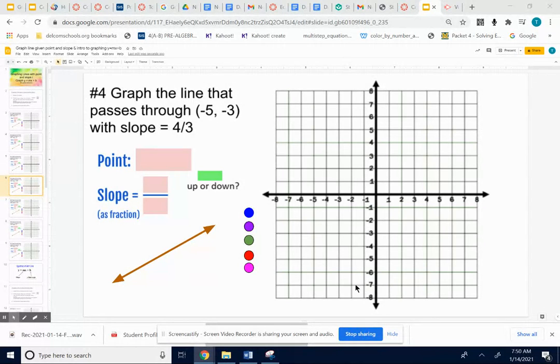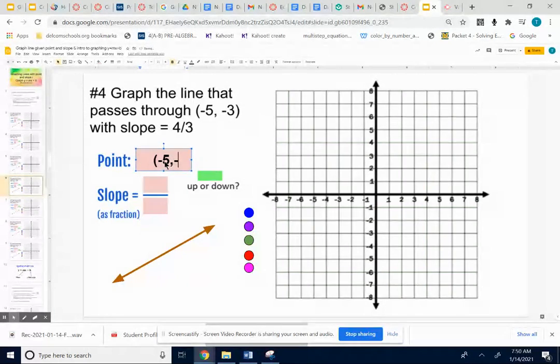Okay, number 4, you want to graph the line that passes through point -5, -3. So I'm just going to type in -5, -3, and has slope 4/3. I want you to write 4/3 as a fraction, but this one already is. So just type in the 4 and the 3.